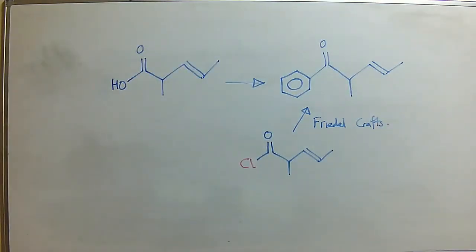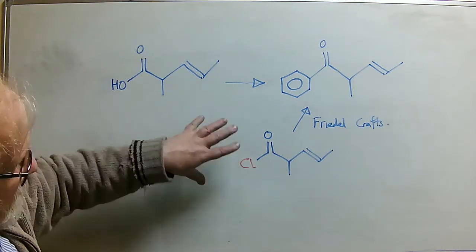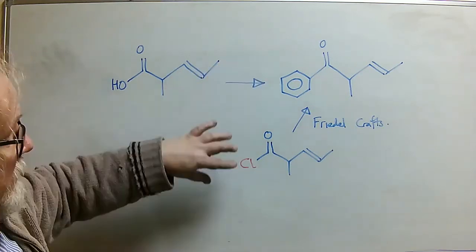Is that you need an acyl chloride in this case, and wherever the chlorine is in the starting compound, that's the easy way to remember, that's where the benzene ring ends up in the product.